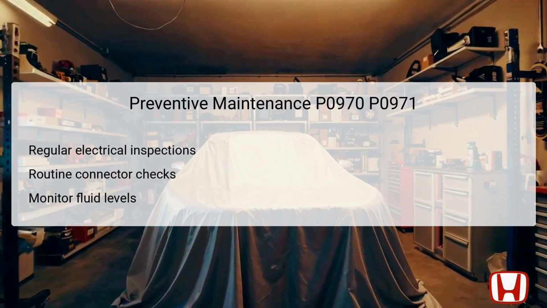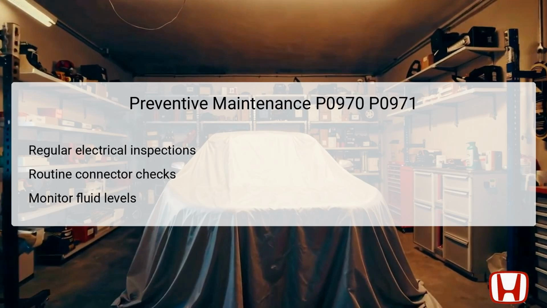To prevent the recurrence of DTCs P0970 and P0971 in the future, implementing regular preventive maintenance measures is essential. Begin with routine electrical inspections to ensure that all wiring and connectors are in excellent condition. This will help mitigate potential issues stemming from corrosion or wear. Regularly inspect the connectivity of connectors leading to the pressure control solenoid and TCM, checking for any signs of looseness or dirt accumulation that may hinder electrical flow.